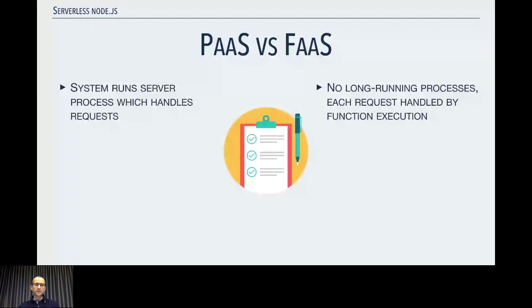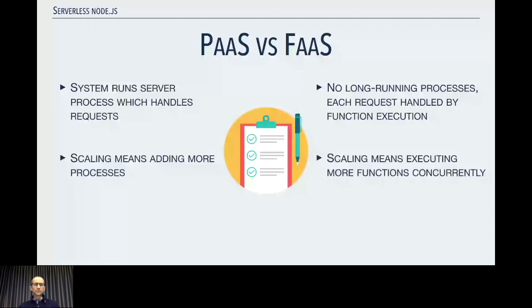Another difference is in scaling, because if we scale platforms, we are adding more and more processes, and we need to pay for all of them all the time. Compared to functions, where we are executing just more functions concurrently. And we are just paying for the single executions of those functions. So depending on the size and type of our application, it might be beneficial for us to use functions.